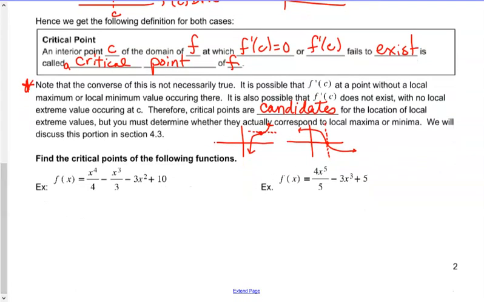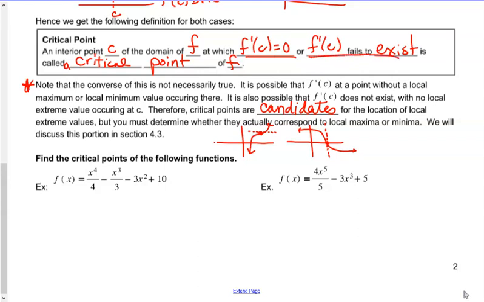Okay? All right, very good. So here, we're going to just find the critical points. What are the possibilities of where a local max or min can occur? Basically we're asking the question, where is our derivative equal to 0 or where does it not exist?